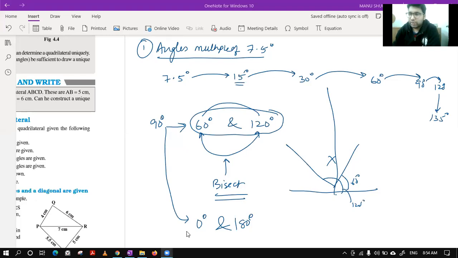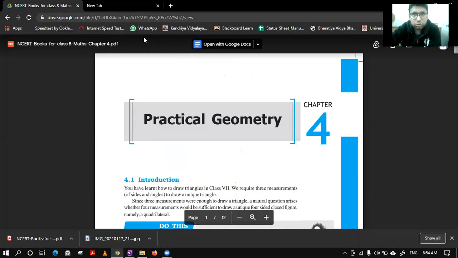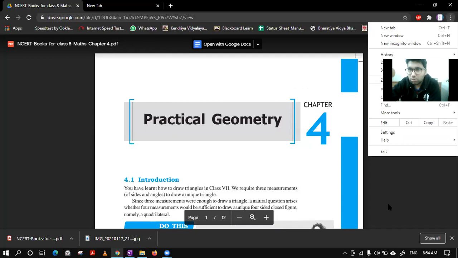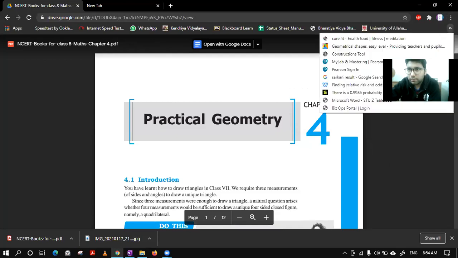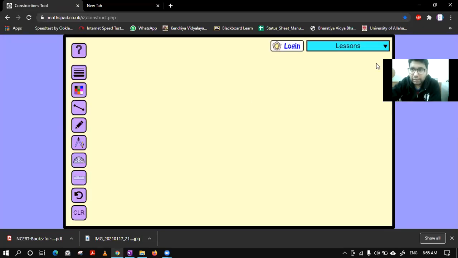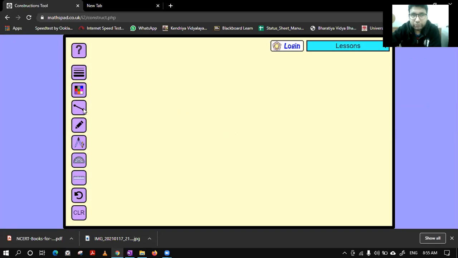So let me show you again how we did this 0 and 180 thing, because that is new for you, na? Because you have not tried that a lot. So let's open the construction tool and see how it works. I'm trying to make the angle 90 degree with the help of 0 and 180.